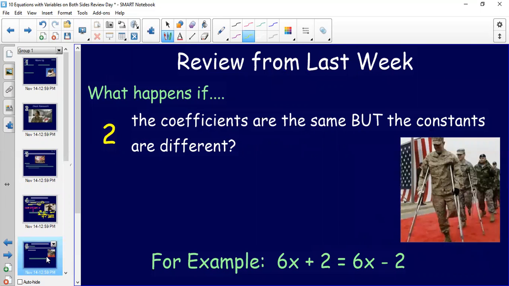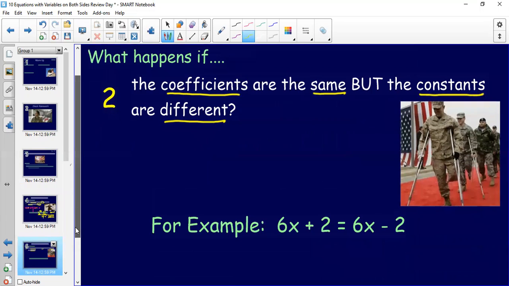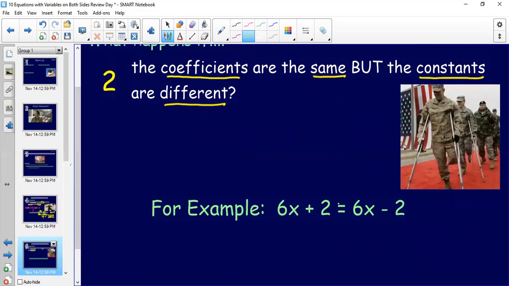Okay, so the second one, here we have coefficients that are the same, but this time the constants are different. Okay, so let's look at a problem that looks like this. Again, if you're never sure, if you don't remember the rules, go ahead and solve it. So we have same coefficients, but different constants. I want my x's on the left, so this one on the right has got to go. So switch the side, switch the sign.